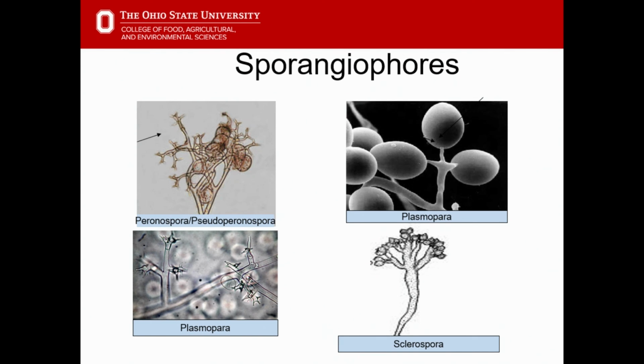Downy mildew-causing genera are differentiated on the basis of the structure of their sporangiophores, as shown in the micrographs on this slide. The arrangement and number of sporangia on the sporangiophore, as well as the branching pattern of the sporangiophore, are key morphological features separating the genera.